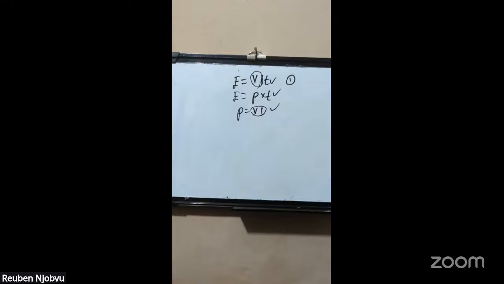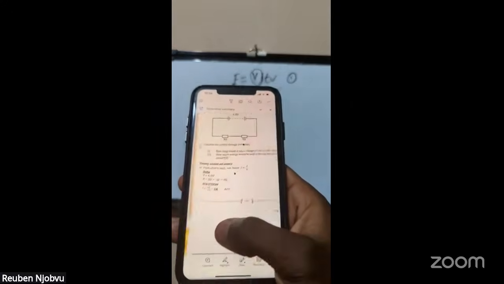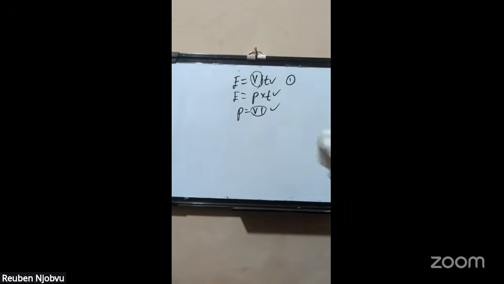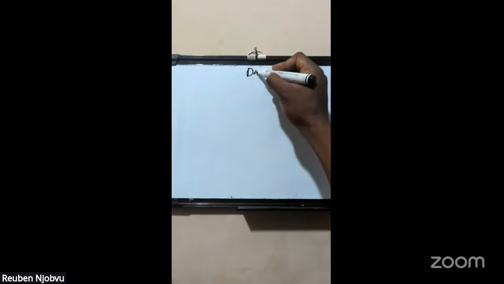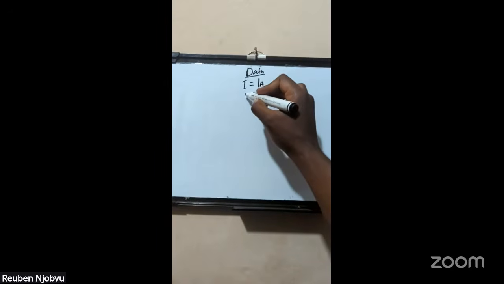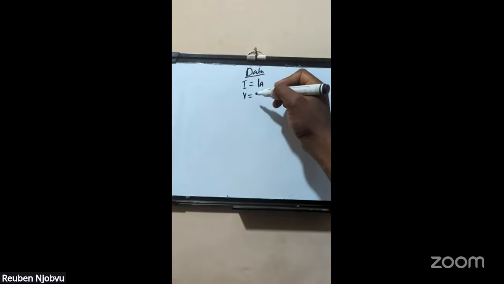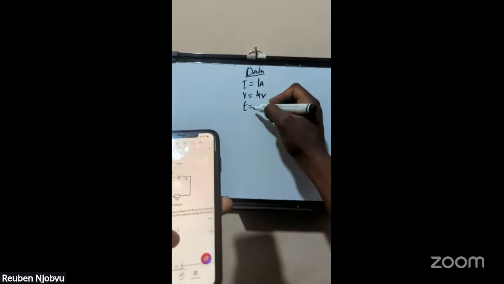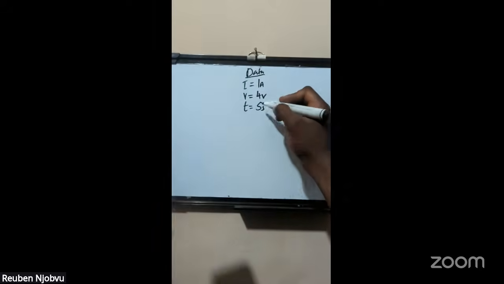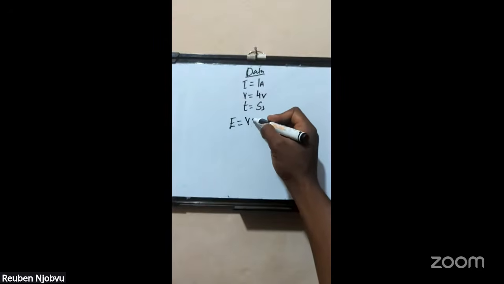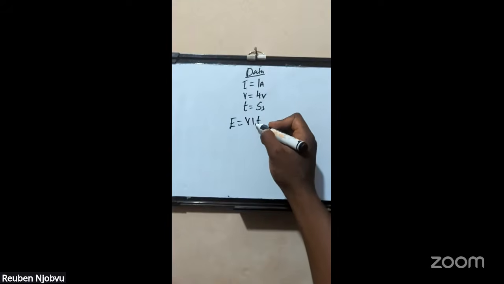The question was asking us to find, what was the question saying? How much energy? So according to the data that we have, we're going to write everything that we have. Our data is like this. The current, we found it was 1 amp. The voltage, according to the question given, was 4 volts, right? The time, it was the one that we found, 2 seconds. So we use the formula of energy is equal to VIT, voltage times current times time.